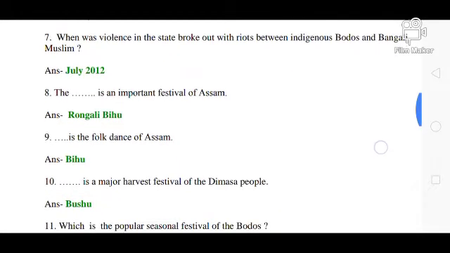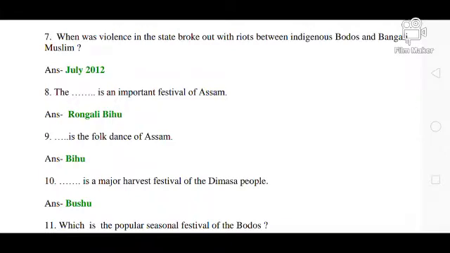The correct answer is Duliajan. When did violence in the state break out with riots between indigenous Bodos and Bengali Muslims?